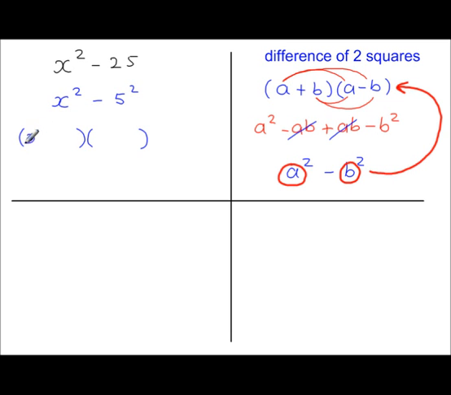So put the x here, put the 5 there, the x here, and the 5 here, and you know the signs are opposite. Doesn't matter which way around you put them. There you go, factorized, using the difference of 2 squares.